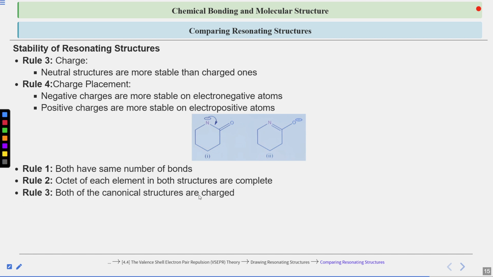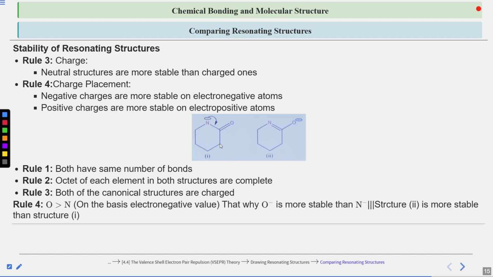Both of the canonical structures are charged. So rule 3 is also not applicable because it is saying that the neutral structure would be more stable, and here both of these structures are not neutral. They both are charged, right? Therefore, we will move on to rule 4.